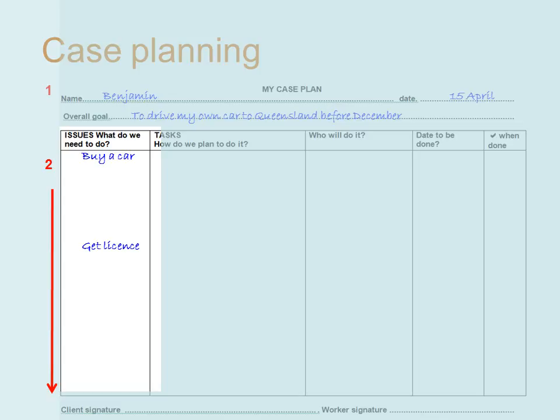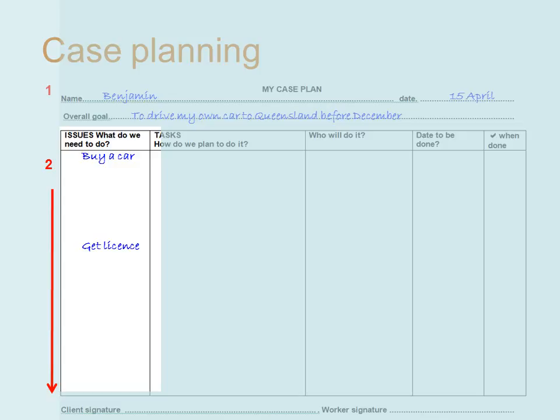A common trap is that people, as soon as they hear any one of these, start problem solving straight away and working their way across the form. Before you touch that second column, I want you to be able to look at all of the items in the first column and say, okay, Benjamin, if you've bought a car and you've got a licence, if we've got those two things solved, is that going to be enough for you to reach your ultimate goal of driving your own car to Queensland before December?